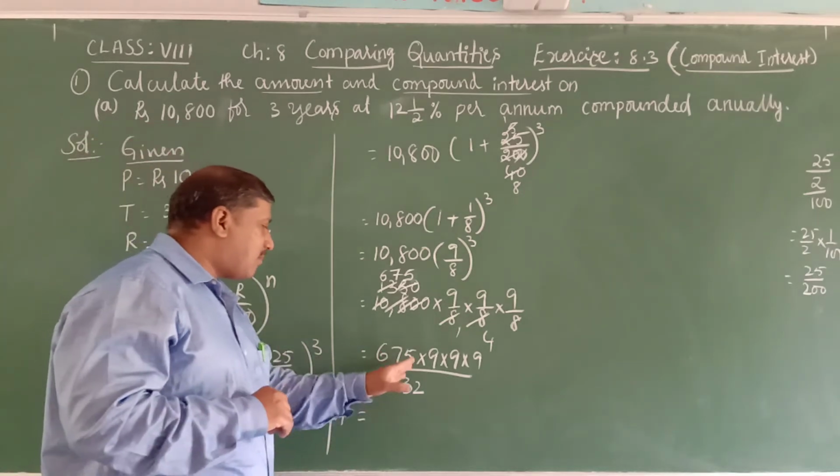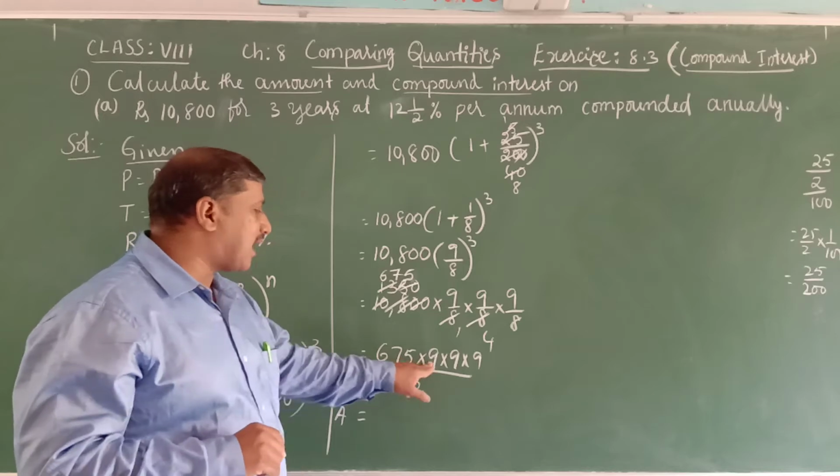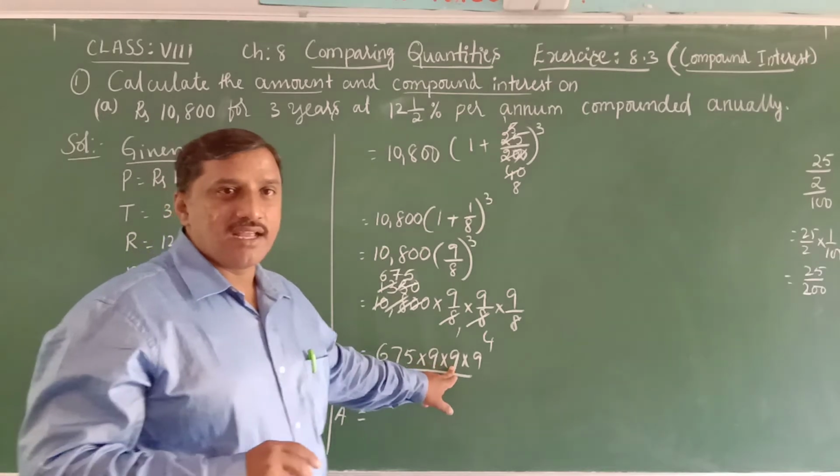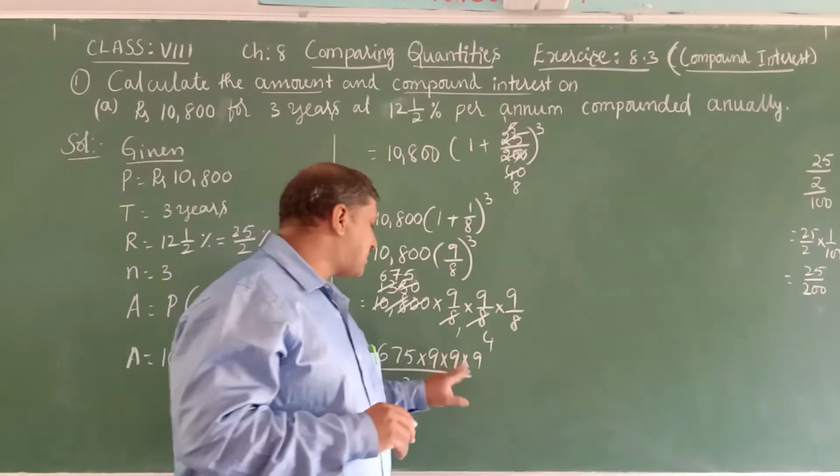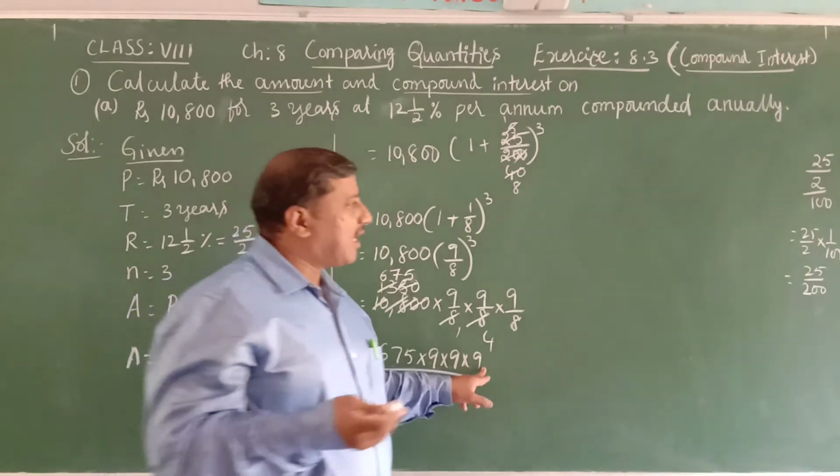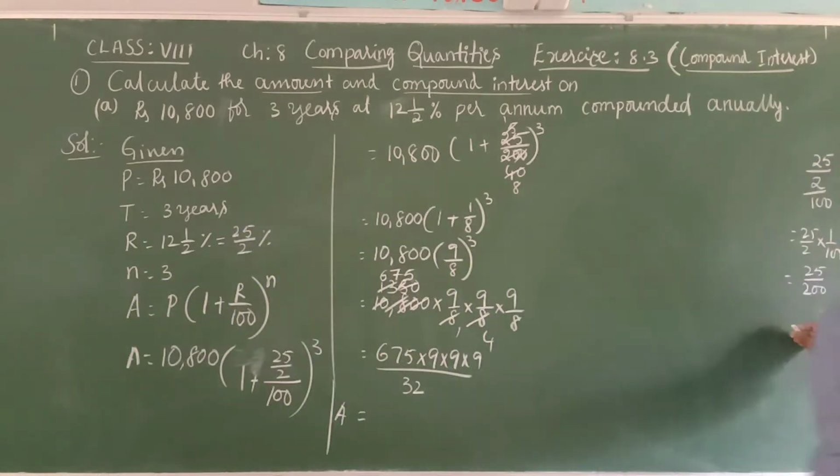Now how to multiply this? 675 into 9 into 9. 9 nines are 81. 9 nines are 81. 81 into 9, see here, we will do the calculations here. 81 into 9 equals 9 ones are 9, 9 eights are 72, 729. And it is multiplied by 675.